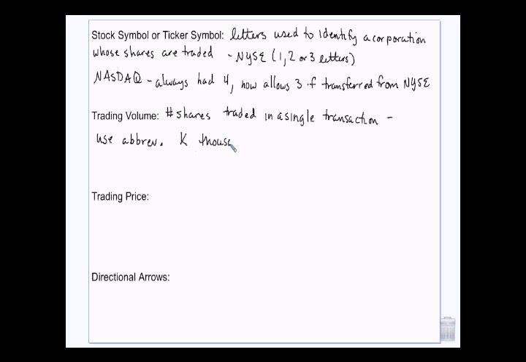K for 1,000, M for million, B for billion, and my piddly little 200 would just show up as a 200. Okay. The billion isn't seen very often. Usually it's thousands and millions that you see.